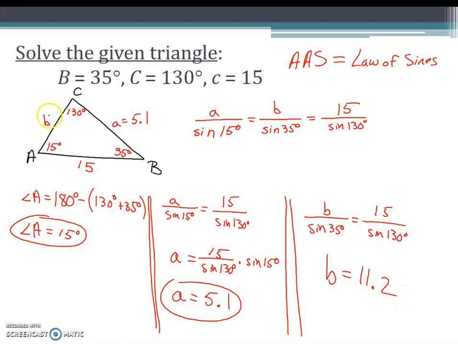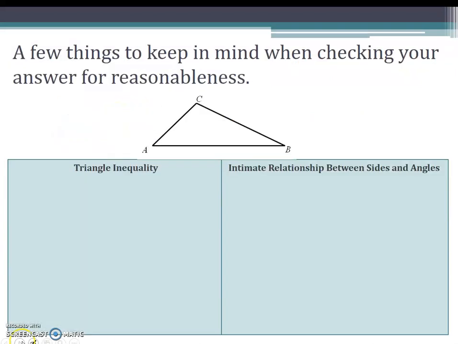And like I said, I like to write it in the context here because at the end of a law of sines problem like this, it is a good idea to keep things in your mind about being reasonable. In other words, think back to prior knowledge. 130 is obviously the biggest angle in this triangle, opposite the longest side, absolutely it is. The smallest angle is opposite the smallest side. So there are a couple things that you might want to keep in mind when checking your answer for reasonableness.